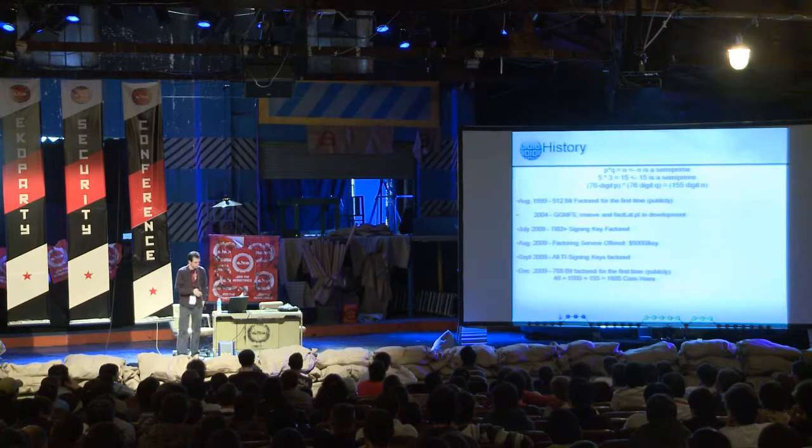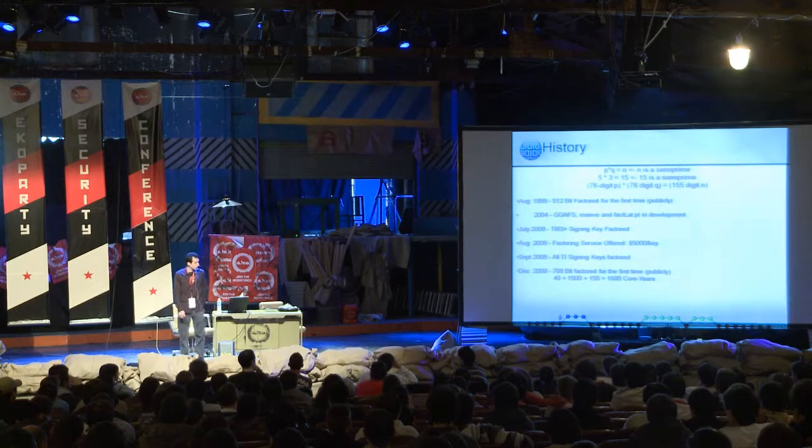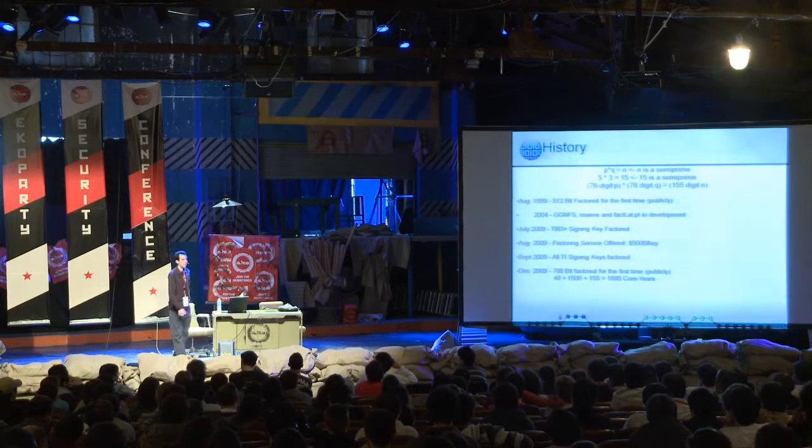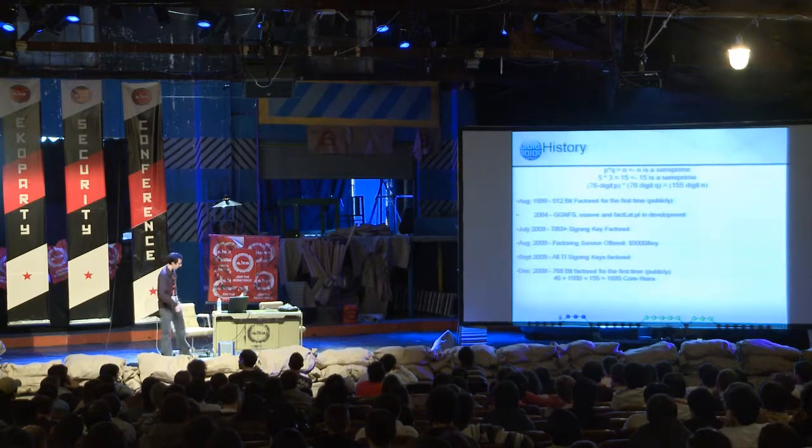And then a little bit after that, a 768-bit semi-prime was factored for the first time publicly. It took a really long time. So if you're thinking about doing this to break 1024-bit keys, it's a little bit out of reach still. Sorry.